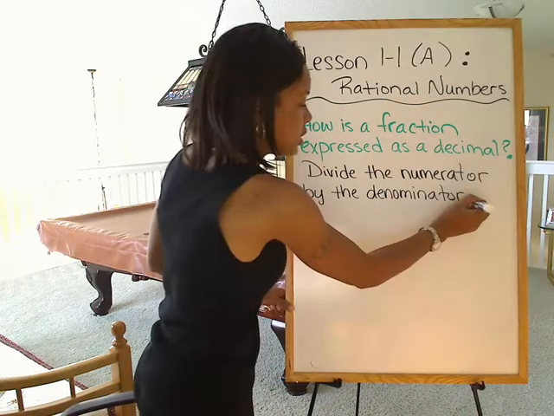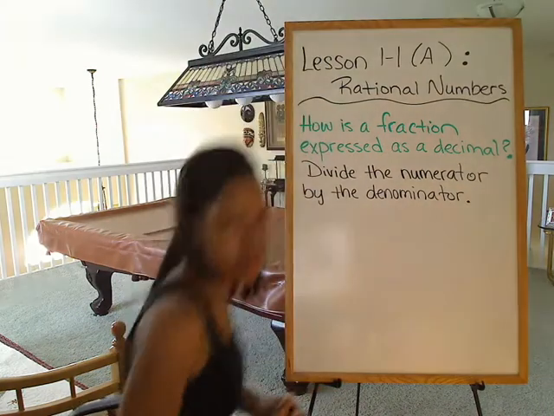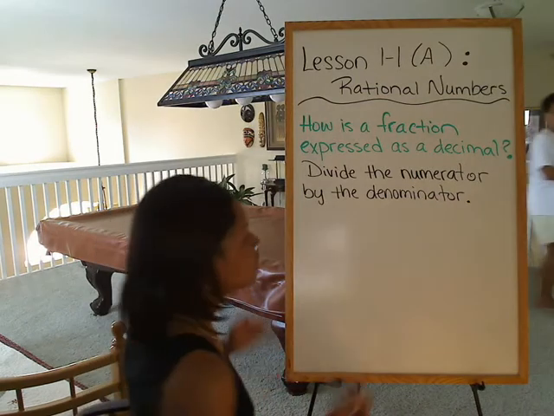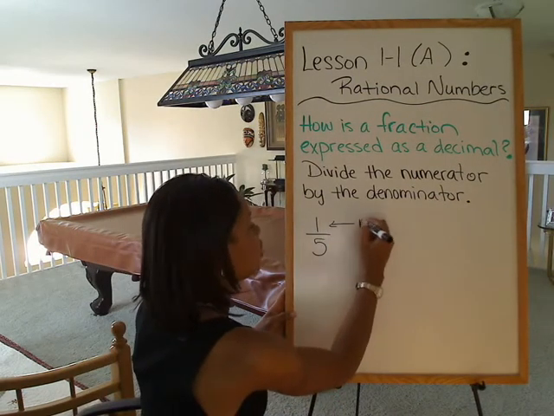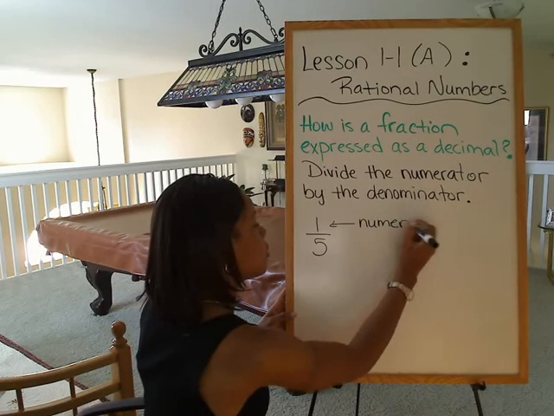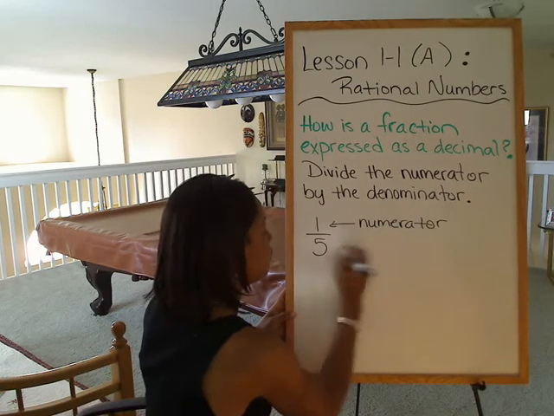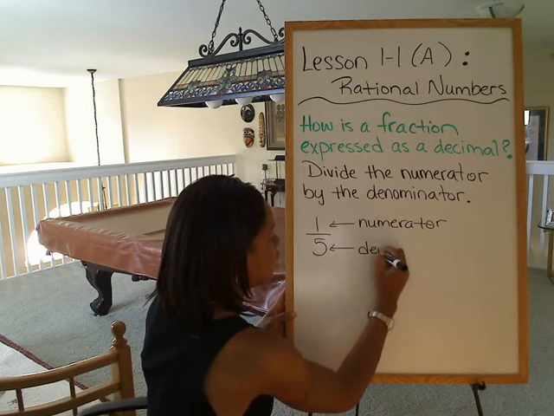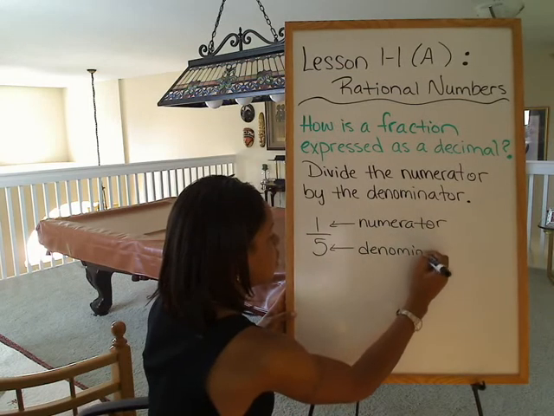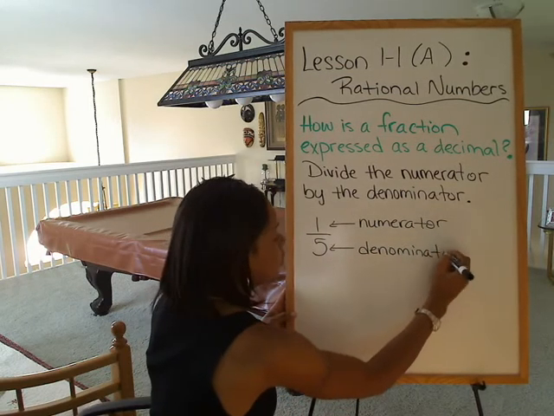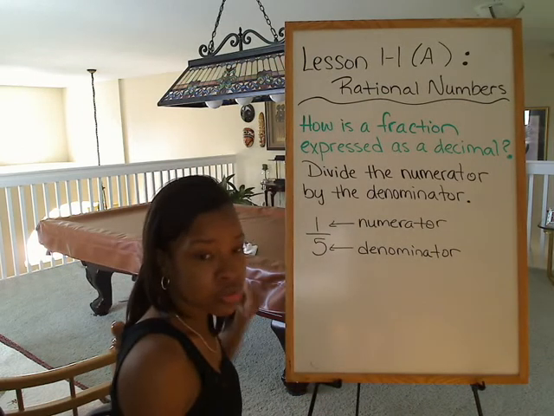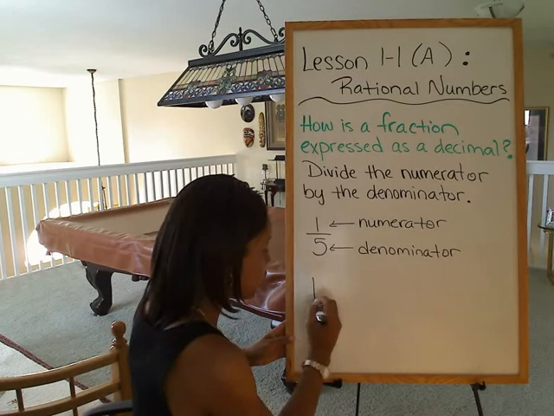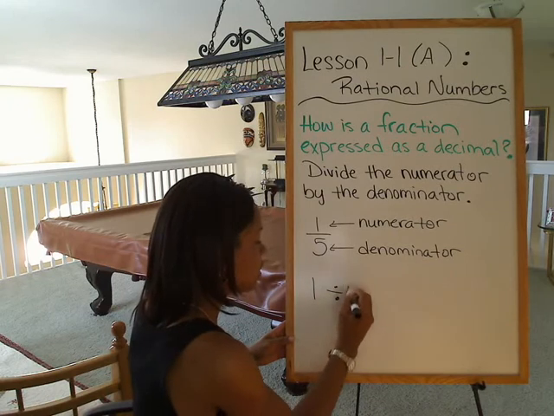So, for instance, some of you may have forgotten what a numerator and a denominator is. If you have the fraction 1 over 5, 1 would be the numerator, 5 would be the denominator. So in order to change the fraction 1/5 to a decimal, you would do numerator divided by denominator.